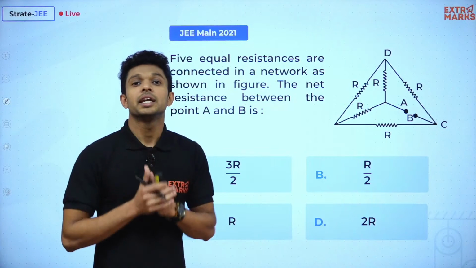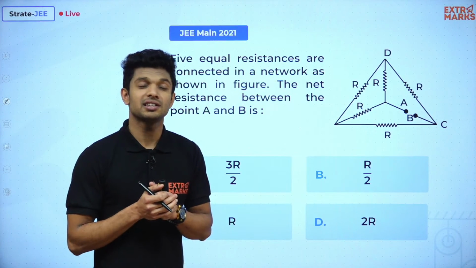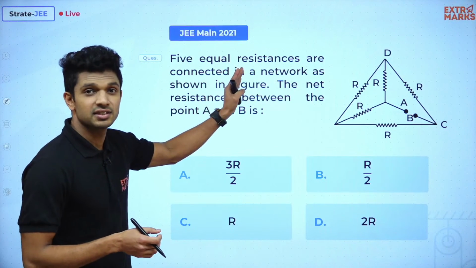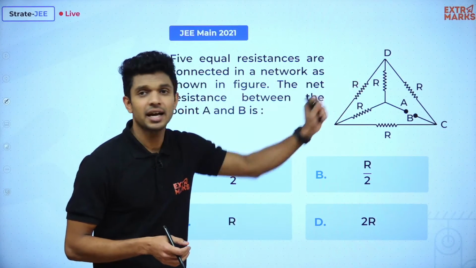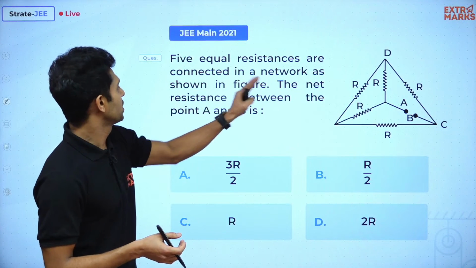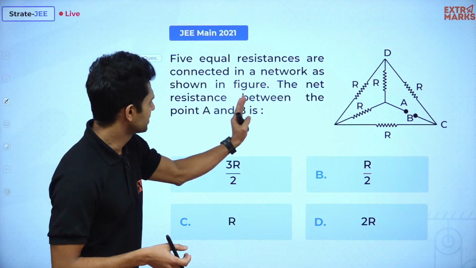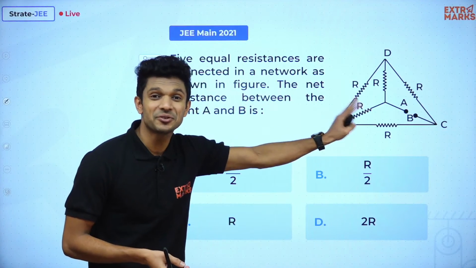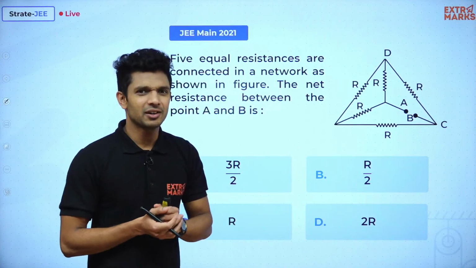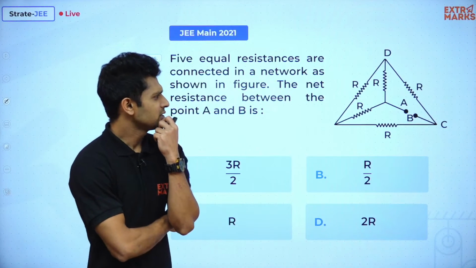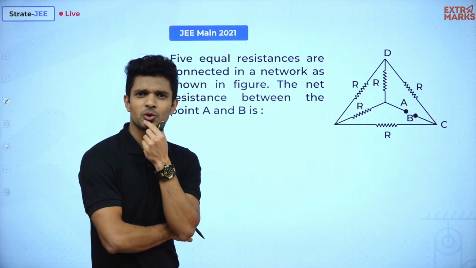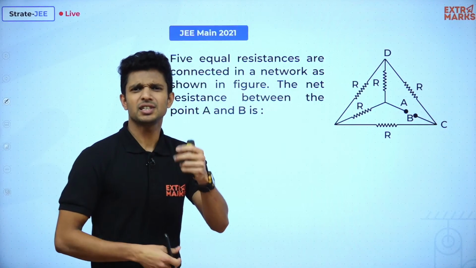Okay. So let us proceed with this particular question and let's solve it out. Okay, here we go. 5 equal resistances, as you all can see, all with the same value of R, connected in a network as shown in the figure. The net resistance between the points A and B is? Between the points A and B, what is the equivalent value of resistance? I know that when you start looking at this particular figure for a longer amount of time, it looks more and more complex. So do you think we just need to redraw this figure?